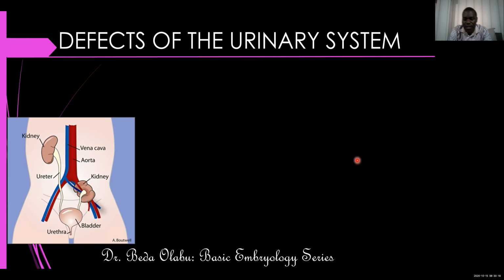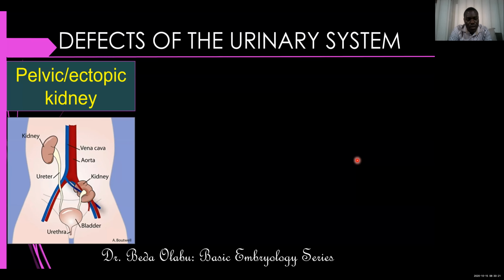Some abnormalities in the urinary system. You can have scenarios where the kidney is not where it's supposed to be. Maybe it's in the pelvis. So if it's in the pelvis, then you call it pelvic ectopic kidney. The term ectopic means something is not where it's supposed to be. So these are abnormalities of migration. The kidney is supposed to migrate from the pelvis up to the abdomen. So if this one doesn't, then you get ectopic kidney. In this case, it is ectopic in the pelvis. We call it pelvic ectopic kidney.